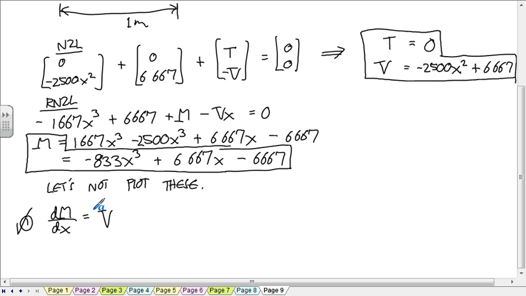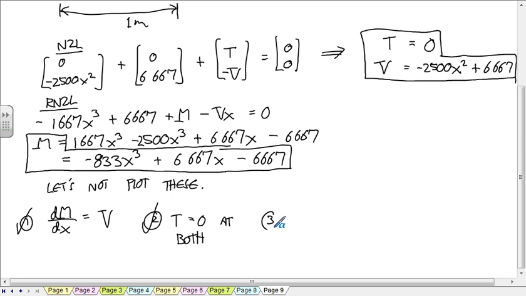And then the second one is, are there any horizontal point forces at either of the ends? No, so tension should be 0 at both ends. And we got tension equals 0 everywhere, so that one checks out.